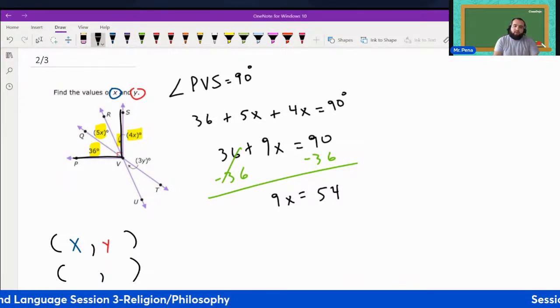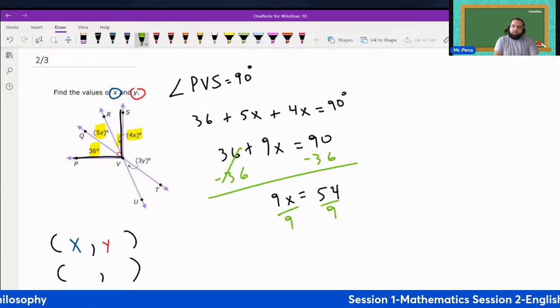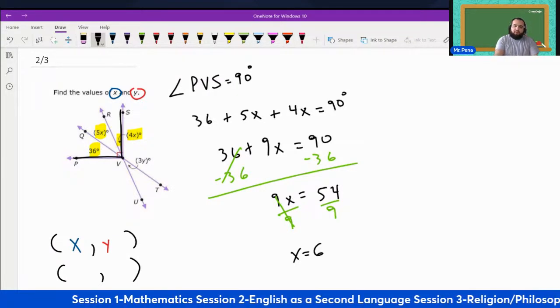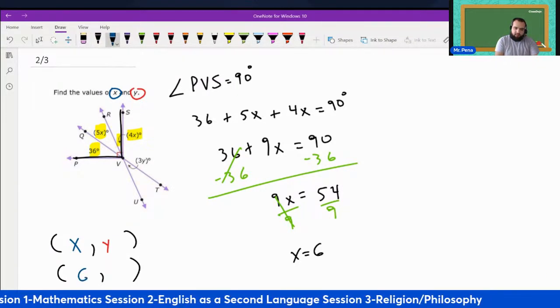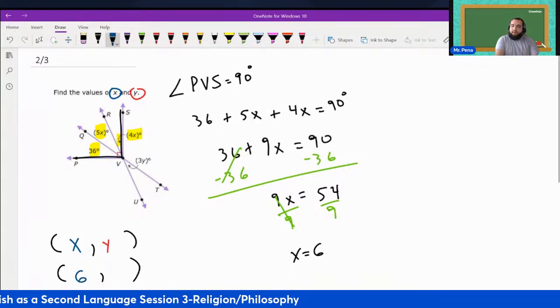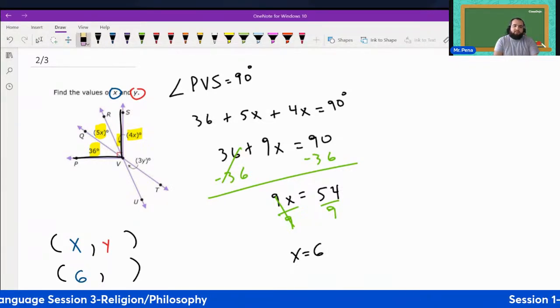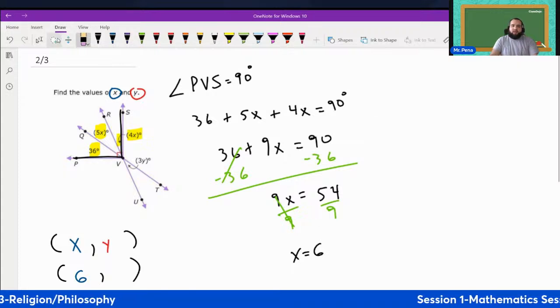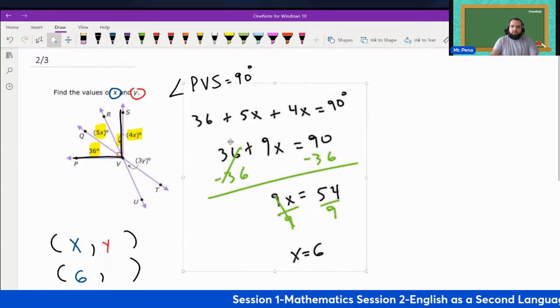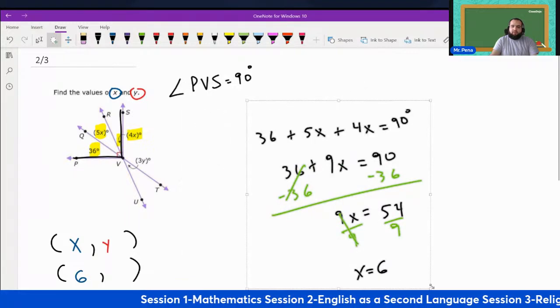After that, we're going to divide both sides by 9. And we get x equals 54 divided by 9, which is 6. So in this case, x is equal to 6. Now that helps us a lot. And we're running out of space. So give me one moment to move this somewhere else.